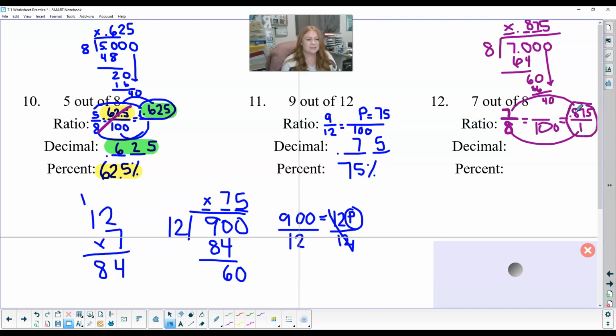Remember, this is our decimal. Our decimal is 0.875, 875 thousandths, 87 hundredths and another half of a hundredth. So as a percent, I bring it over 2 places. I made it 100 times bigger, 87.5%.